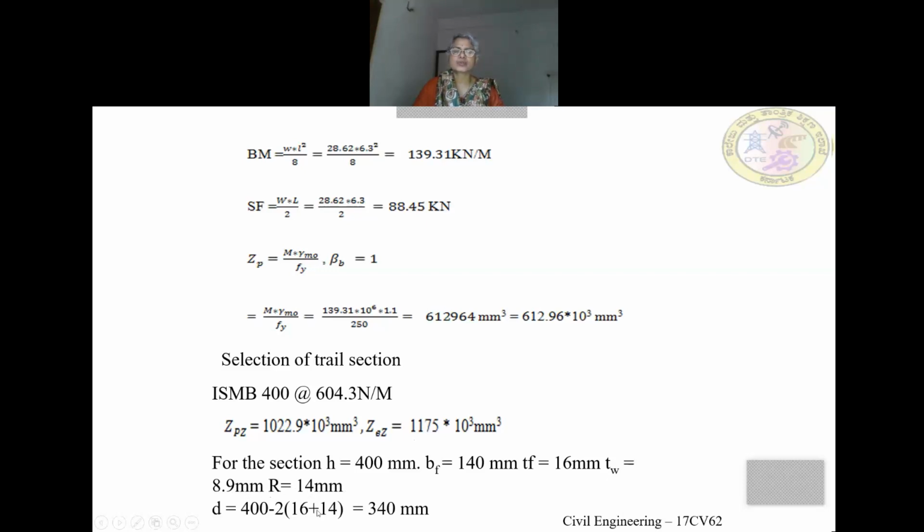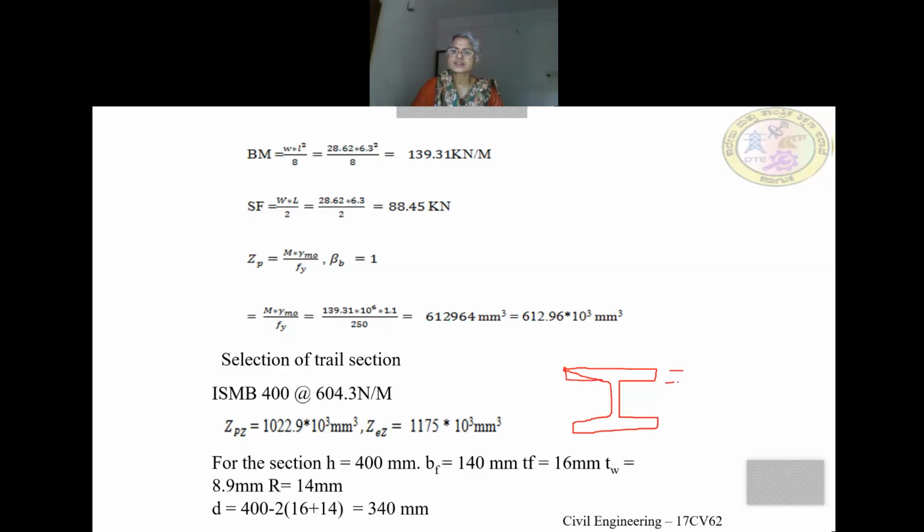R is the radius at the root, because we have to calculate the depth of the web, which is equal to 400, the depth of the whole section, minus 2 times the flange thickness, because the section will be like this. So if this is a section, there will be a root radius. On one side I'm drawing the filleted edge, the other one is a sharp edge. You have to calculate this.